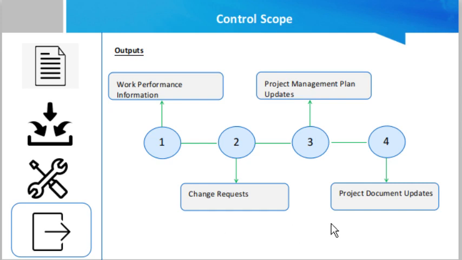Project document updates is the last output of this process. Some of the documents that may need to be updated are the requirement documentation and the requirement traceability matrix. The requirement documentation describes how a project requirement meets a business need. The matrix links the requirement to the need and helps trace its development throughout the project lifecycle. Ensuring that both documents are up to date helps manage and control changes to a project scope.